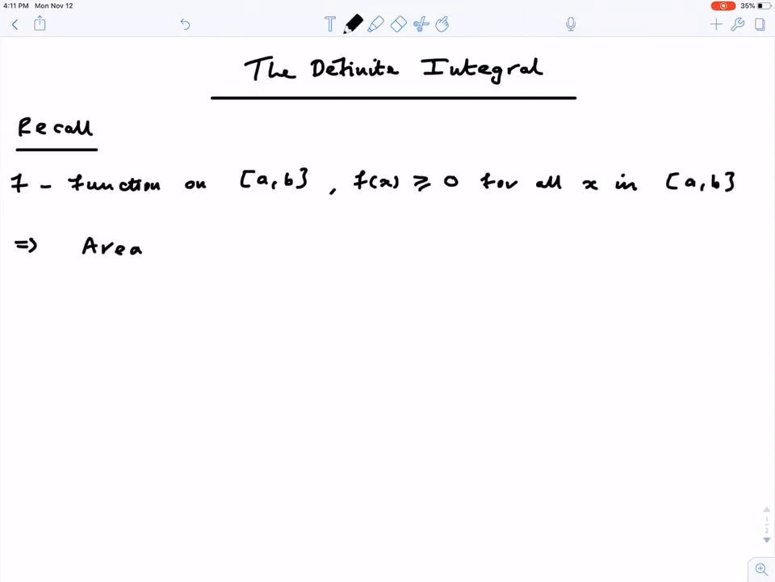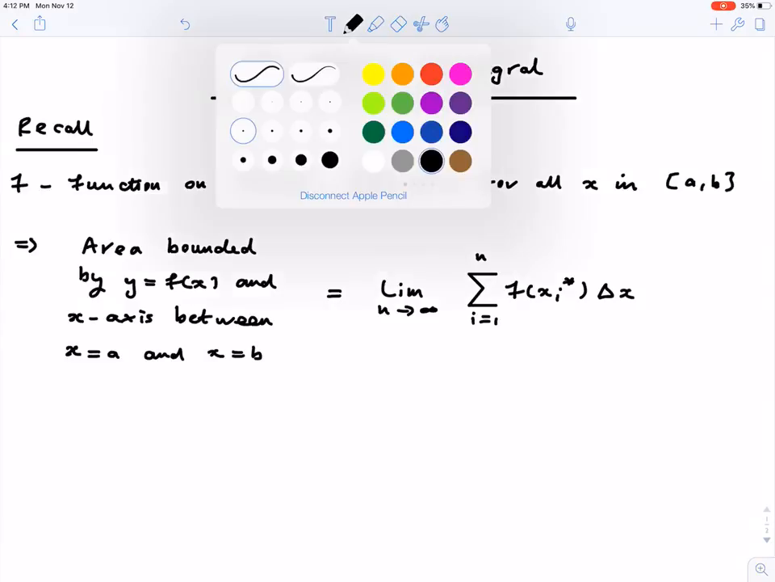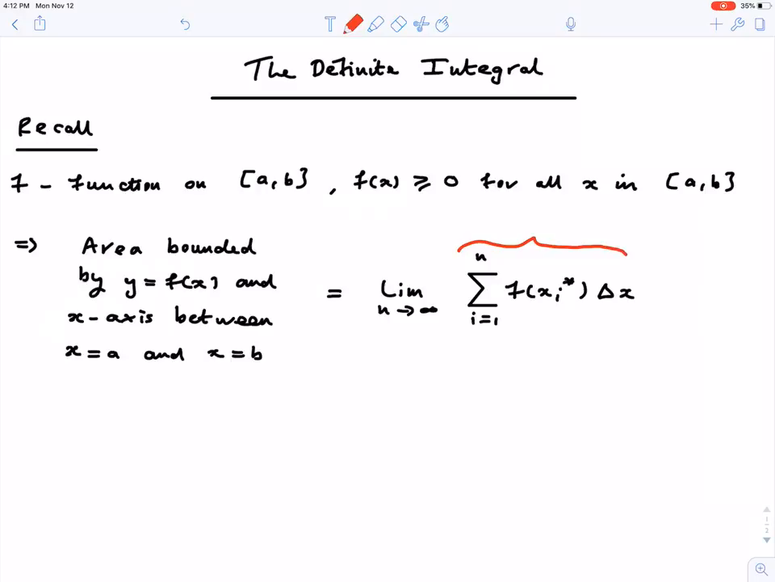And what we found was the following. The area bounded by the curve y is equal to f of x and the x-axis between x is equal to a and x is equal to b. Well, it was this pretty elaborate thing. Remember what we did? I'll draw a picture in a second, but I'll just write down formally what it was. It was the limit as n approached infinity of a sum of areas of very specifically chosen rectangles. So the sum was from i is equal to 1 to n of f of x_i star delta x. So this thing, remember, was called a Riemann sum.